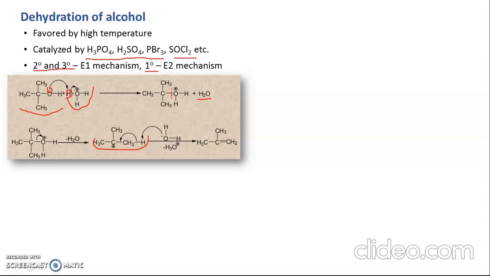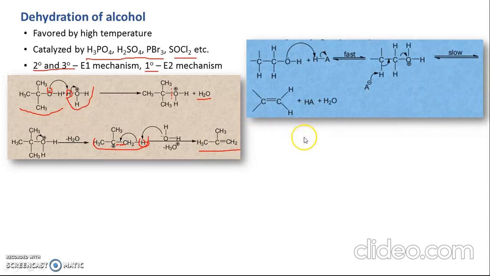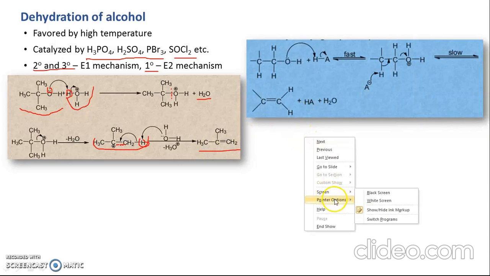That is E1 mechanism. And finally, one of the beta hydrogens will be removed and you will get a new C=C bond at this position. Okay, this is the final molecule. Next we will see another one which is going through E2 mechanism. So this molecule is 1 degree.